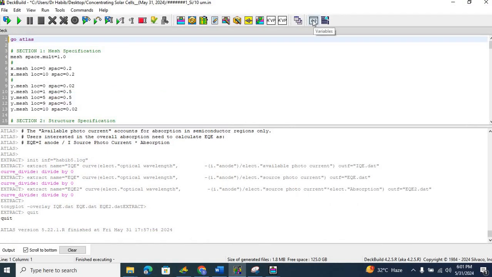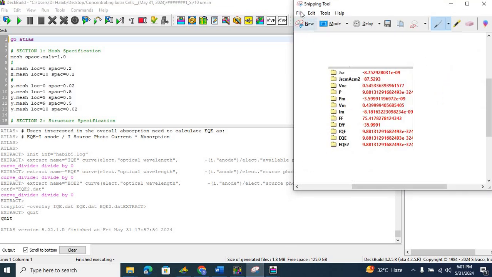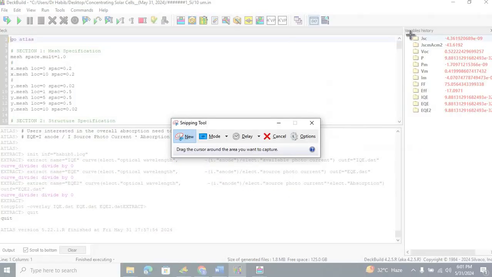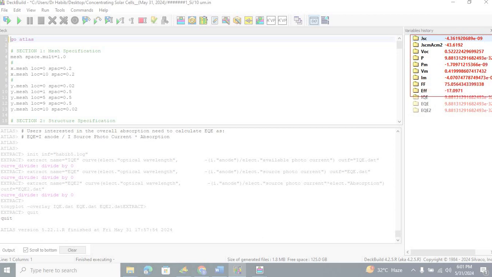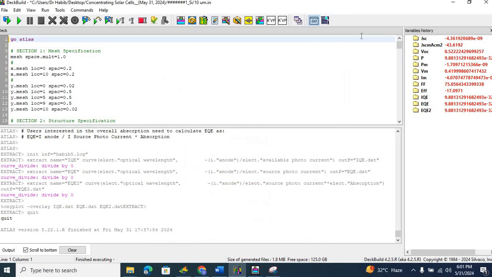Now I'm more interested in looking at the figures of merit. So here is my short circuit current density, open circuit voltage. The fill factor is around 75, which is not bad, and my efficiency is 17%. So let me record those values in a snipping tool. Let us keep it to the side.